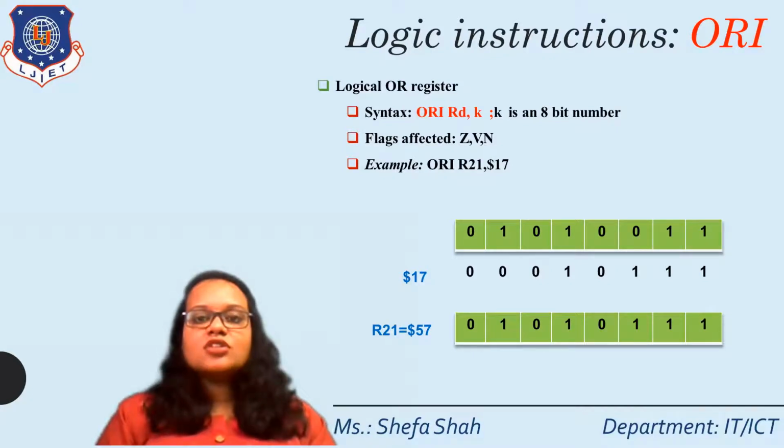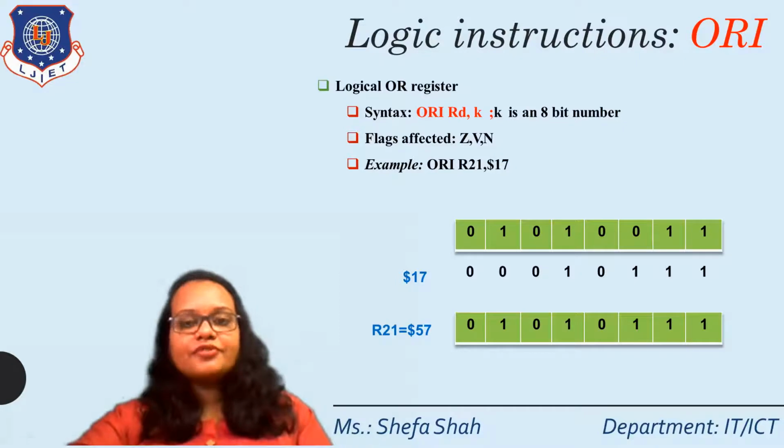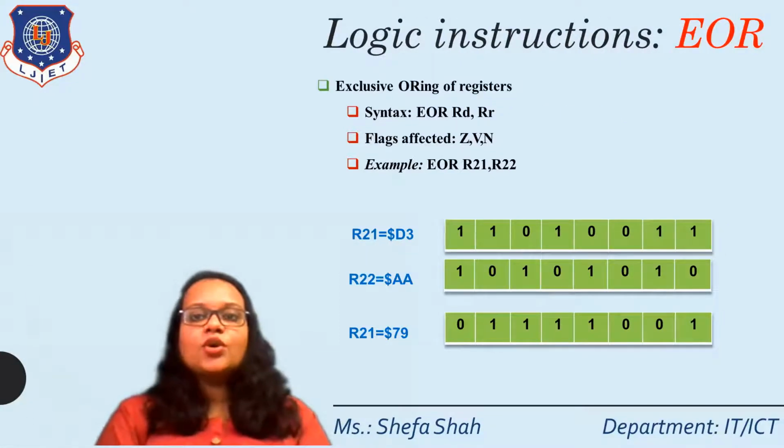And now when we logical OR both, we will have the data 0101, 0111, that is 57H in our case. So after the execution of this operation, that is ORI R21, 17H, the result in R21 will be 57H. Clear? Now next, that is EOR, that is exclusive OR.